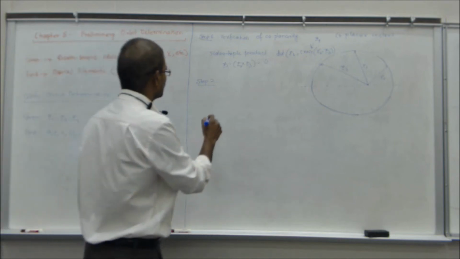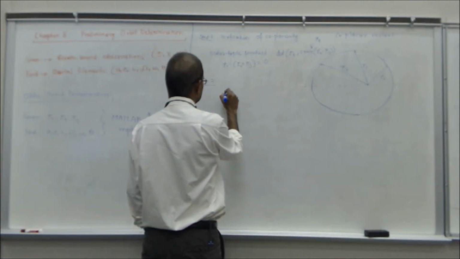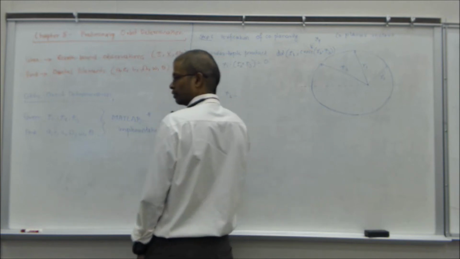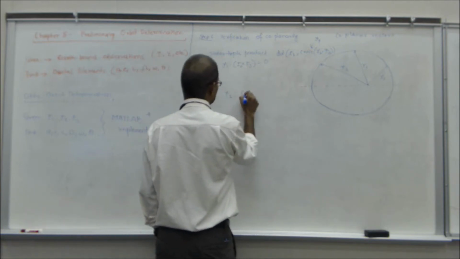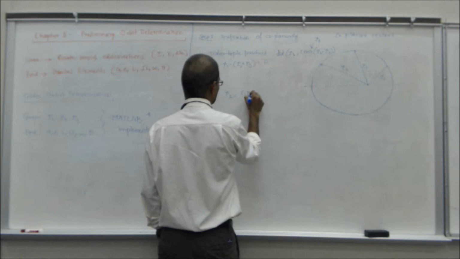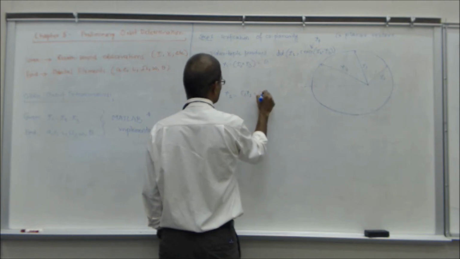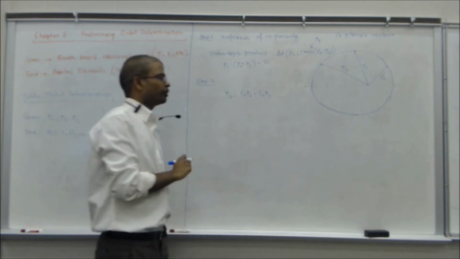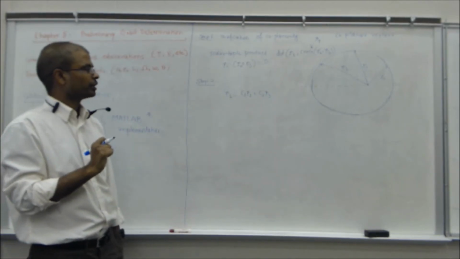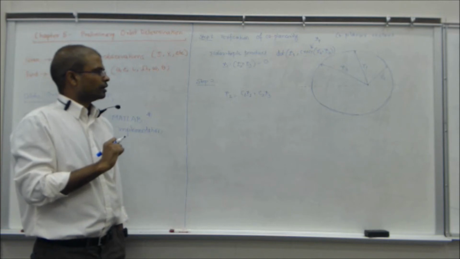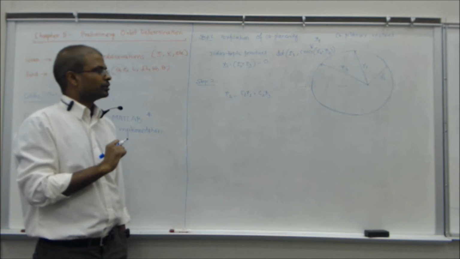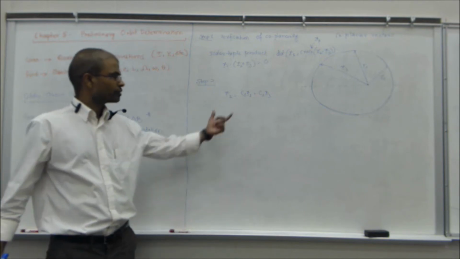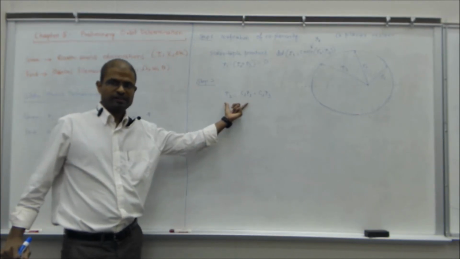Second step is you can write R2 is equal to C1 R1 plus C2 R3. See, when you have three vectors, or three lines in a plane, you can always express them like this.